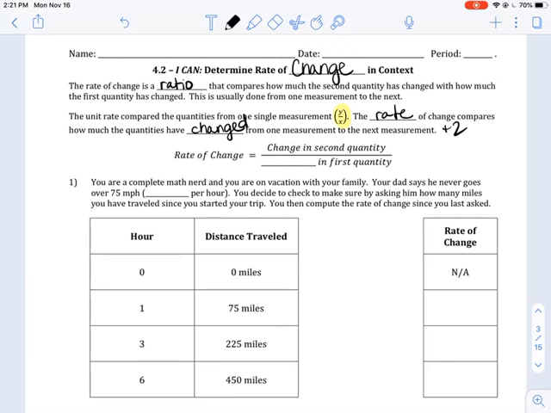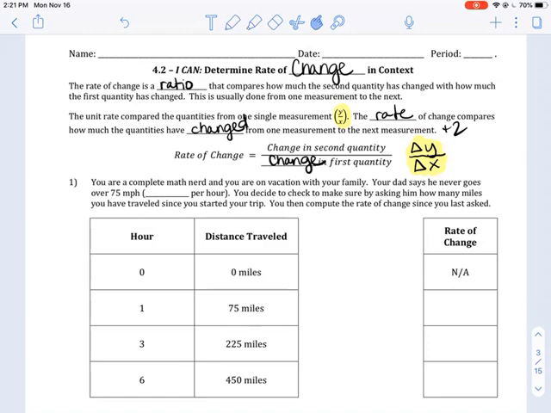Our rate of change is the change in the second quantity over the change in the first quantity. And if it's a little easier, you can remember that your second quantity is Y and your first quantity is X. And to say change, mathematicians use a little triangle. They're super lazy. So this is the rate of change. It's change in Y over change in X. So the formula looks similar, but it is a little different from what unit rate was.